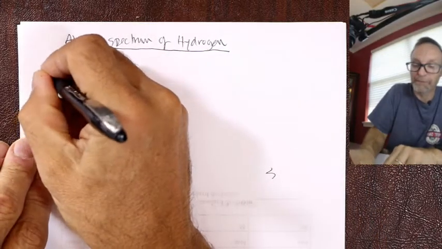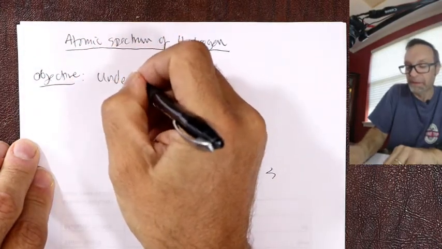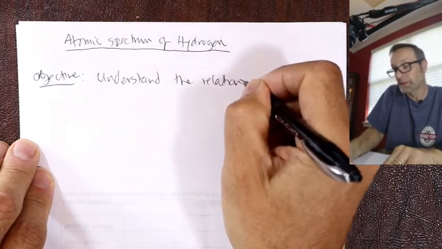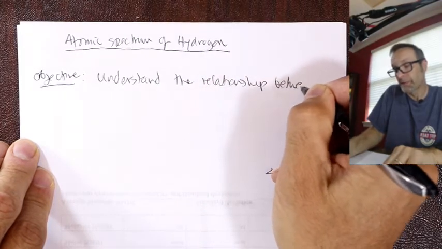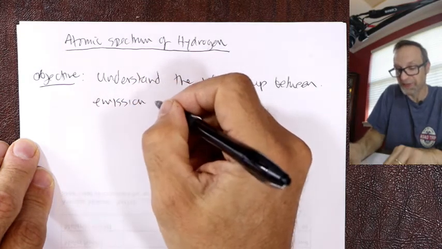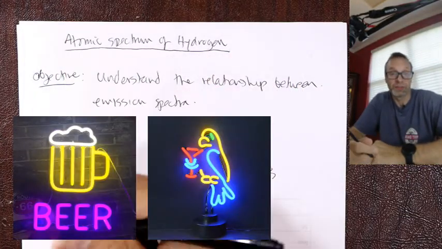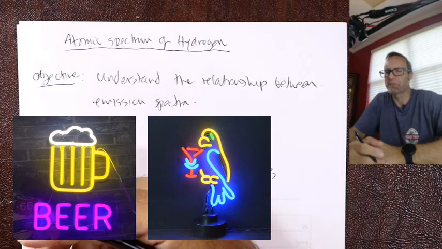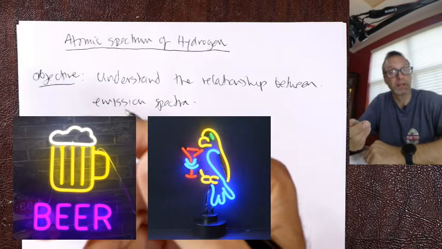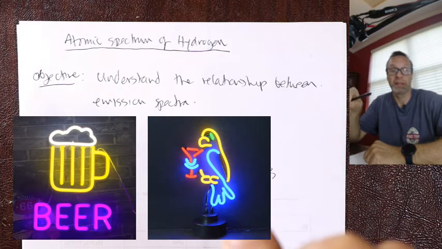And the objective is to understand the relationship between emission spectrum. Now, we'll talk about this in detail in a second, all right? But think of a neon light, okay? Think of a Budweiser sign, okay? Neon lights are false advertising, right? Because only neon is, for example, I think kind of a purple color. And different gases actually give out different colored lights, okay? So you see blue lights, red lights, purple lights, okay?